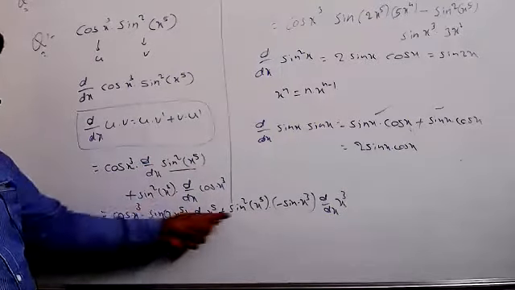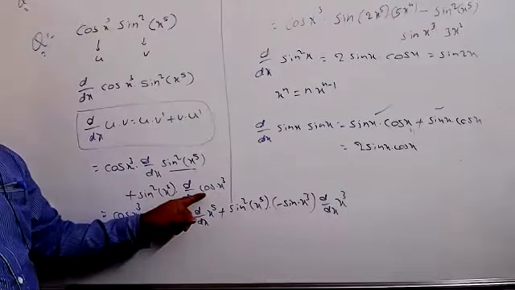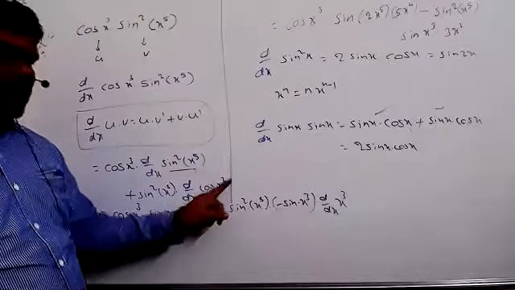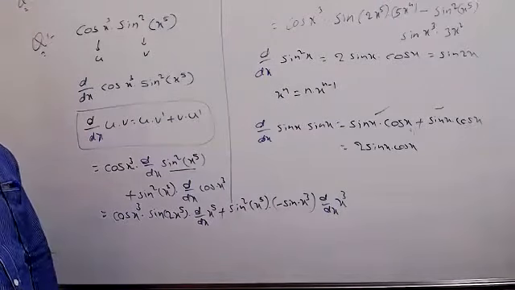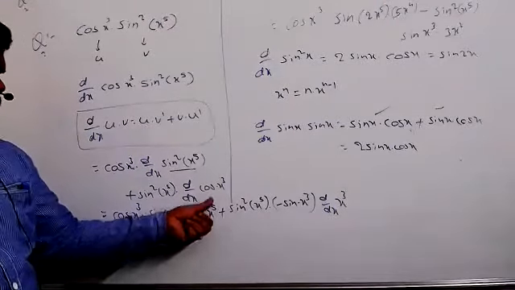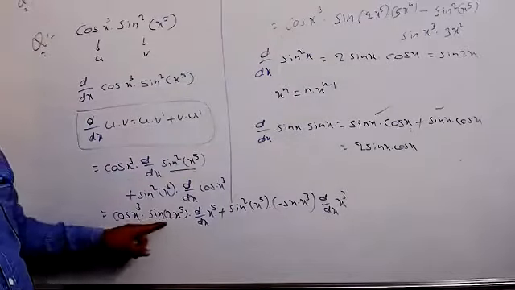sin square x power 5 into the differentiation of cos x, which is minus sin x, into again the differentiation of x cube. Just you can differentiate again these two values also: the x power 5 and x cube you can write there now. Rest of all the values are the same.